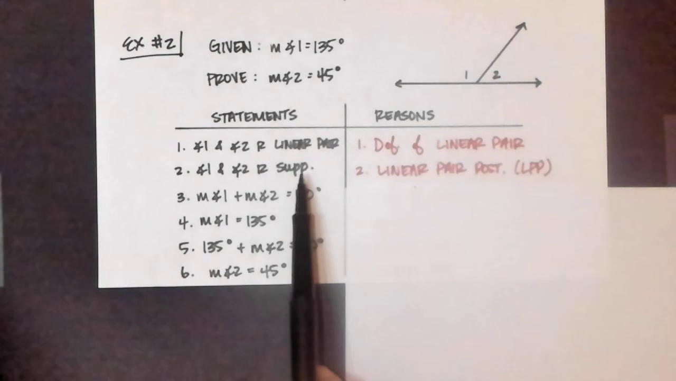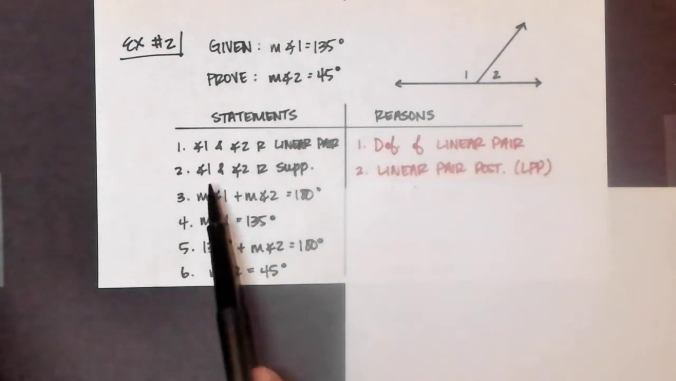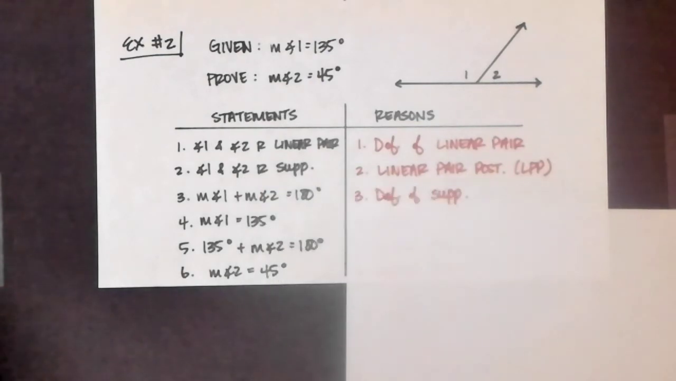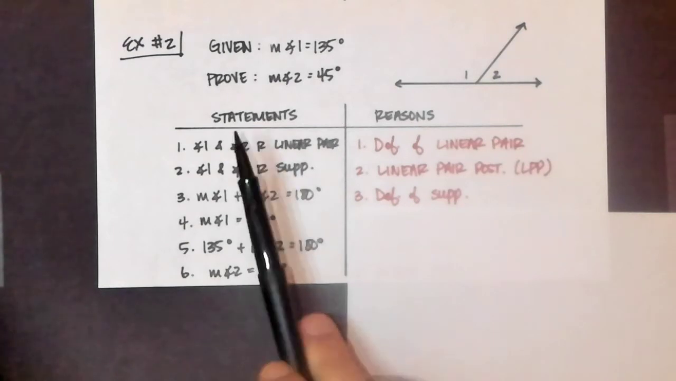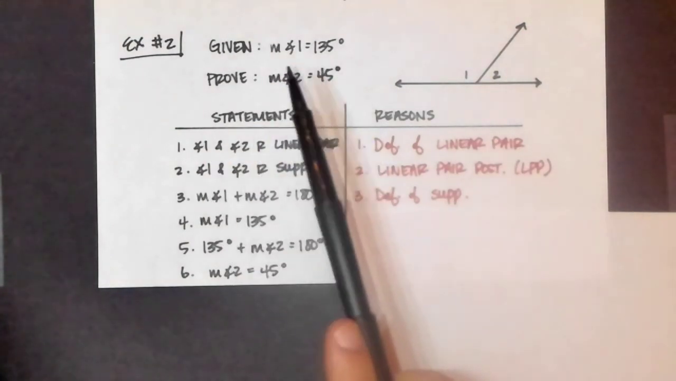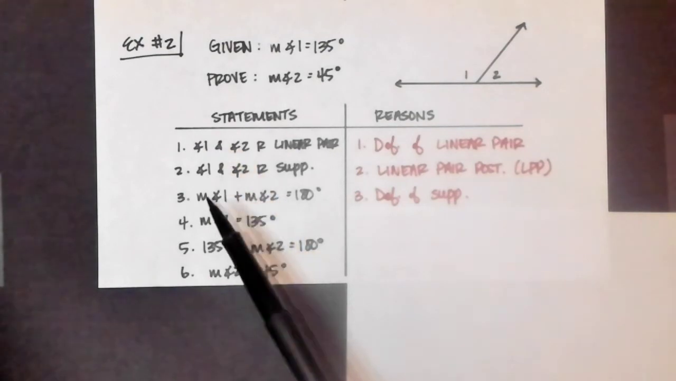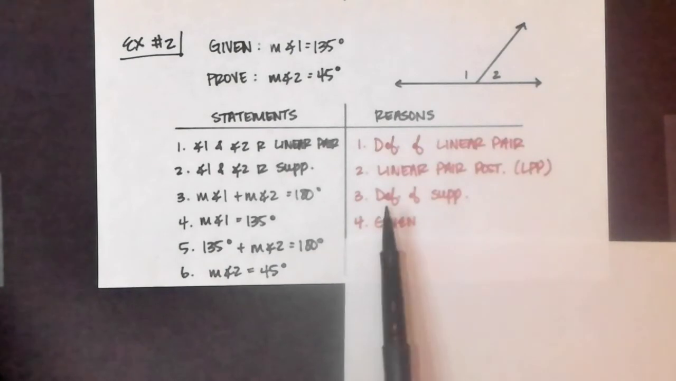Based on our definition of supplementary, I know that when I add the measures of angles 1 and 2 together, I should get a sum of 180 degrees, based on the definition of supplementary. Here I have the measure of angle 1 equals 135 degrees, right? Keep track of what you're given. Now, I could have put that as the very first statement and then used it much later. That's okay. But this is given to us, so our reason is given.